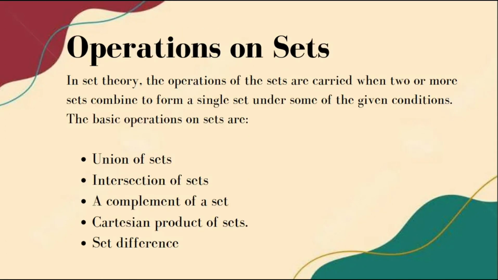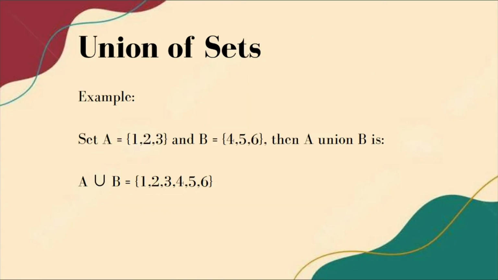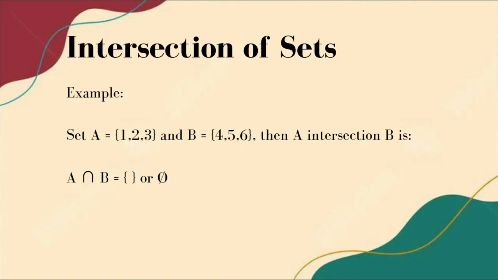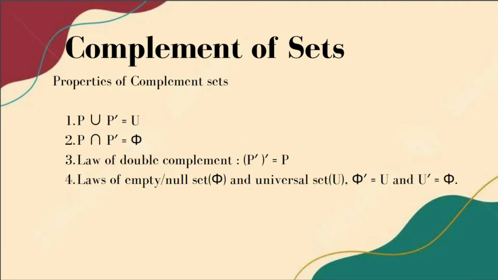Now, let's have the operations on sets. We have union of sets, intersection of sets, complement of sets, Cartesian product of sets, and difference of sets. Union set is a combination of two sets. Intersection set is the common elements of two sets. The complement of a set, P, is for properties.